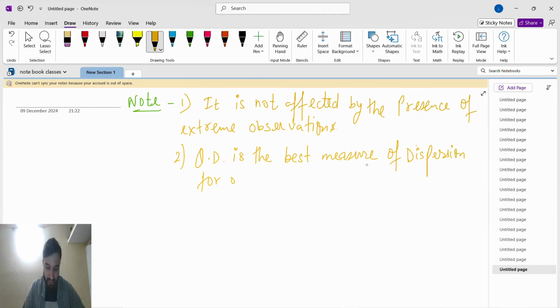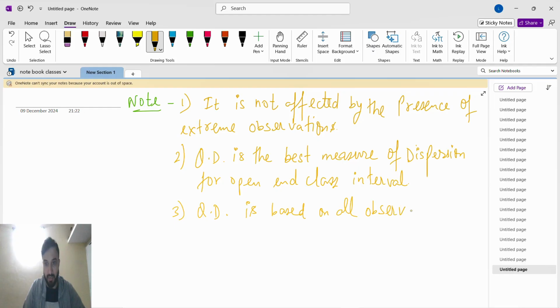Quartile deviation is the best measure of dispersion for open end class interval. Remember the thing. Quartile deviation is based on all observations.